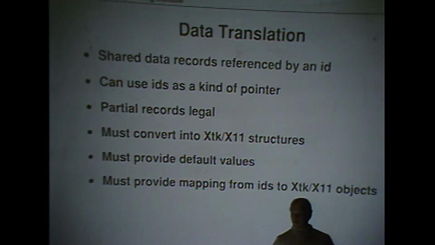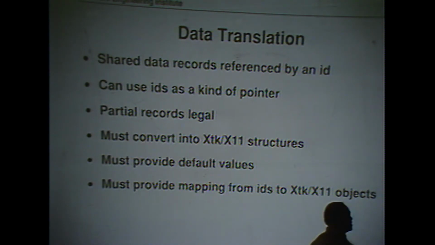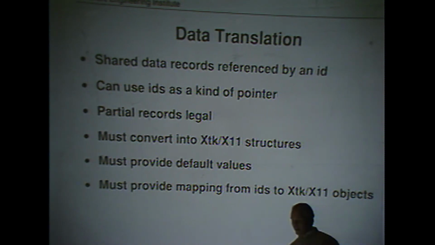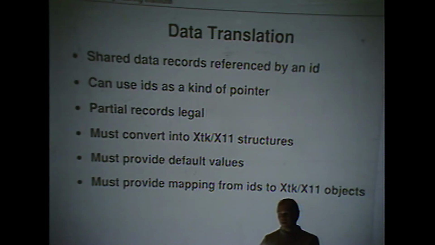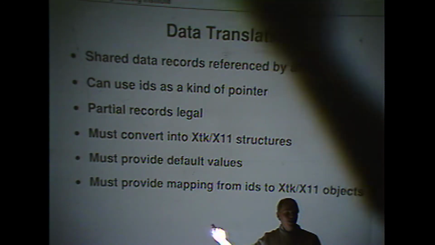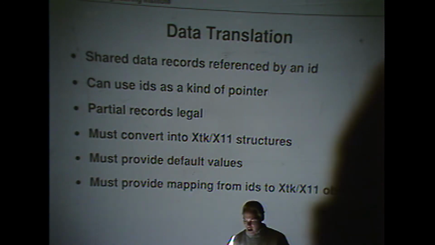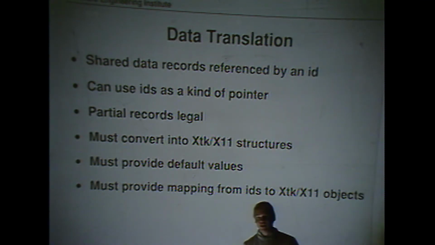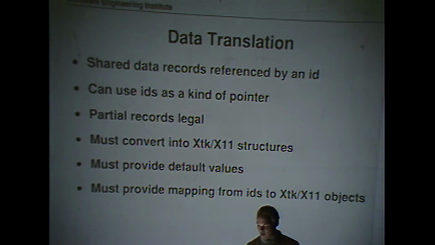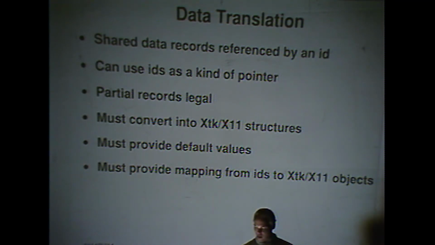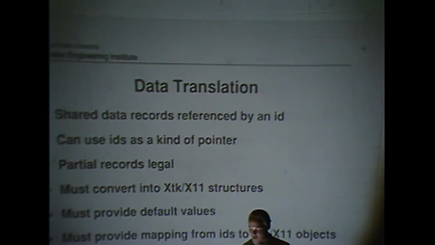Again, these shared data records are referenced by a unique ID value generated by the interface itself. So when you say I'm going to add a record, the interface sends you back an ID value. And half of the interface is linked into your code, so you're not actually going across an IPC call to get an ID value. Those are generated differently. And again, you can use the IDs as pointers, and we can also send partial records across this interface. So that makes for some interesting times as far as making sure you get good default values. And then I've got to convert all this stuff to X11 and X Toolkit structures, and then go through all the mapping from IDs to X11 objects and back again.